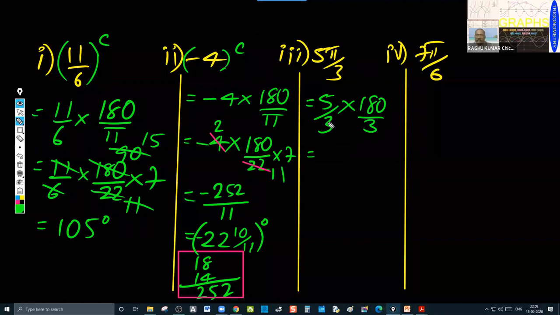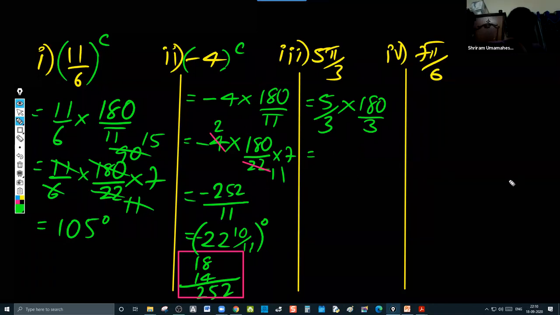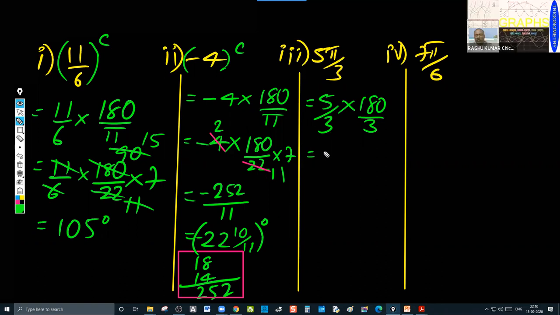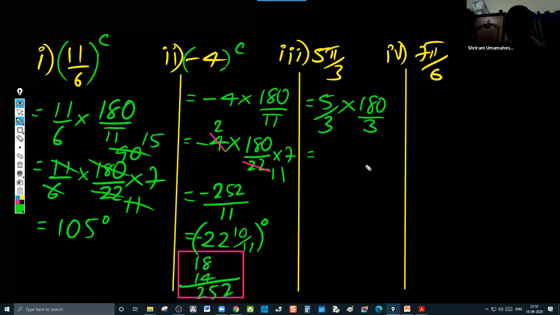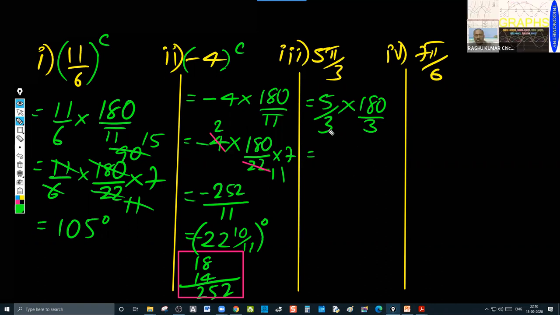Repeat, Sriram, what is that you are saying? Second one's answer. Minus 229, 10 by 11 degrees. 10 by 11, we wrote it as mixed fraction. You can, of course, convert it to improper fraction. That is also there. And it can be converted to minutes and seconds also. So how much is it, Maurya?